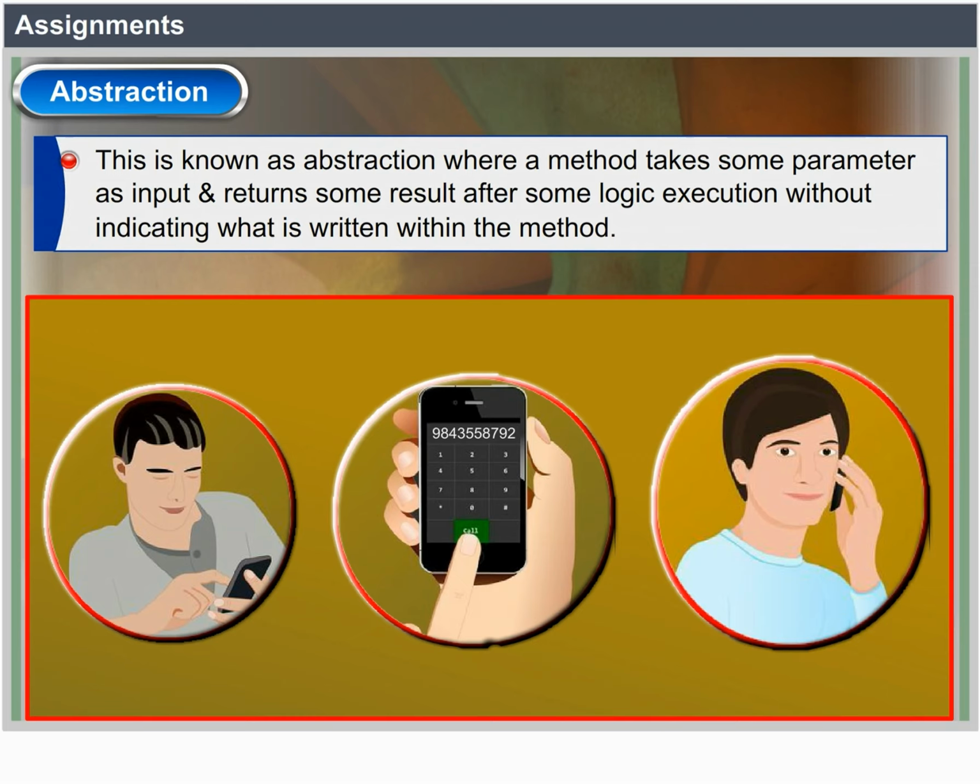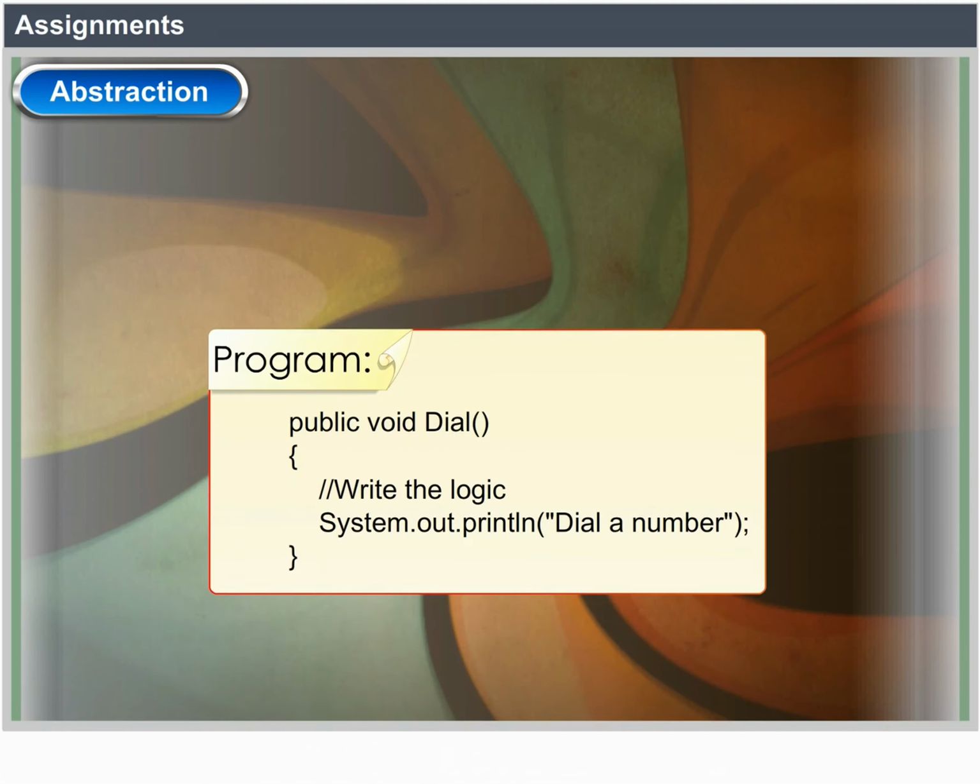This is known as abstraction, where a method takes some parameters as input and returns some result after some logic execution, without indicating what is written within the method. Let's see the program. public void dial(), open bracket, write the logic. System.out.println("dial a number"), bracket closed.